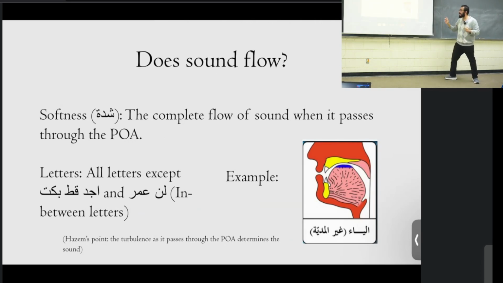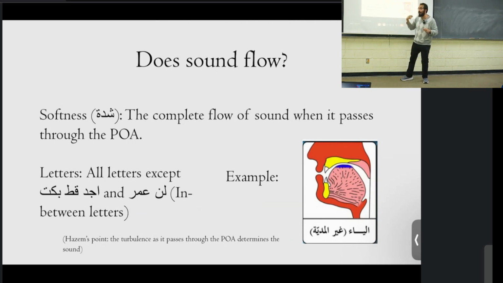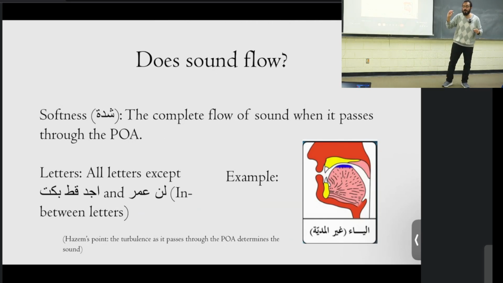Does that make sense? Again, this is not from the book. I learned this from a couple of places, but the book gives the definition. The turbulence part is my own research. It's not from the reference book that I use. But the point is that as you go through the makhraj, the sound changes.